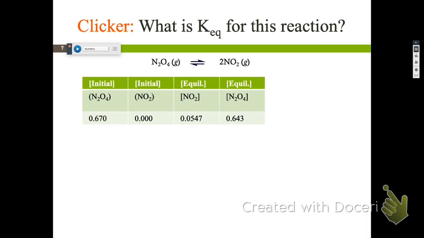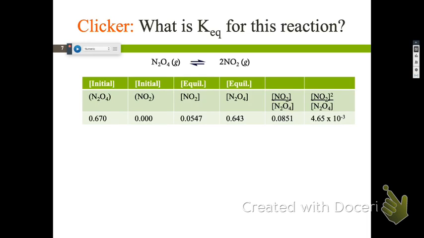So do we just divide the concentration of products by reactants? No. What are we forgetting if we do that? Our stoichiometric coefficient. So what I did here is I made a table where I'm actually showing what are those values of concentration of products divided by reactants and the concentration of the products squared over the concentration of the reactant.